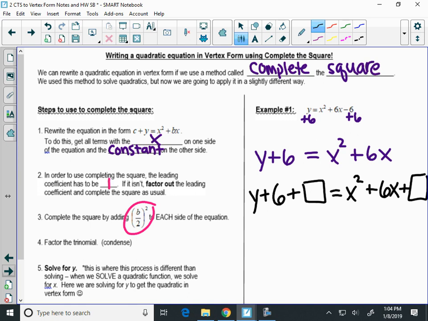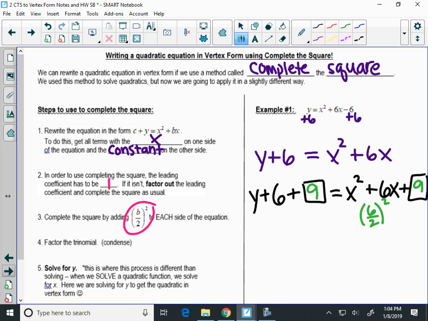So again, same as last unit, to actually fill in the boxes, you're going to use half of this middle number. So half of 6 squared. Half of 6 squared is going to be 9. So we'll put a 9 in both boxes.